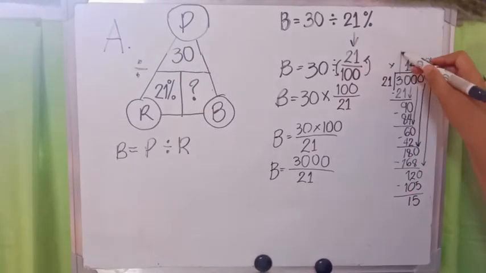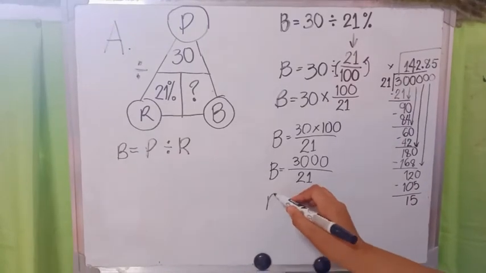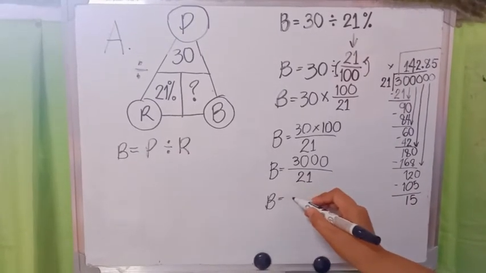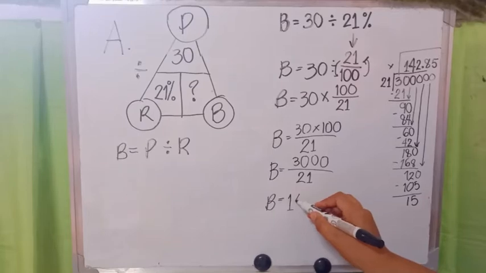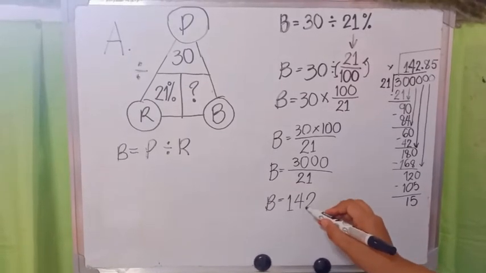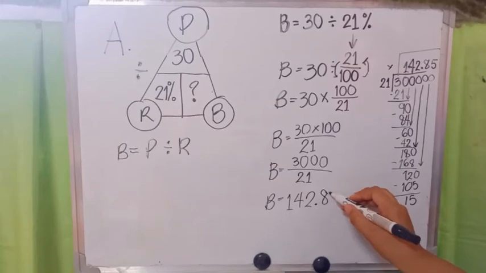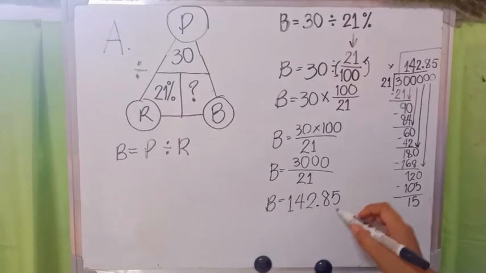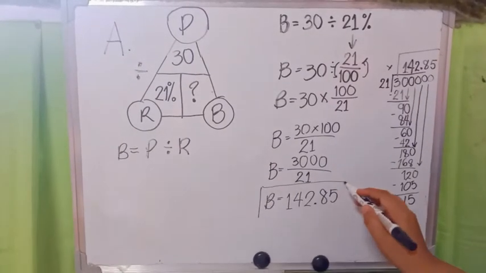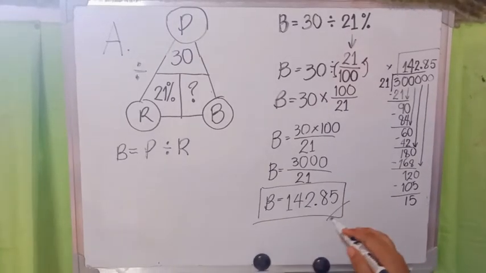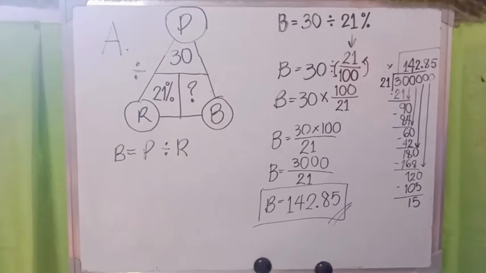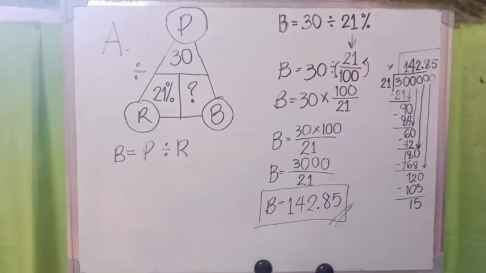So our answer for the base is equal to 142 and 85 hundredths. So this is the missing base in our letter A.